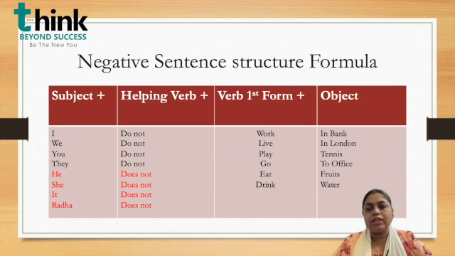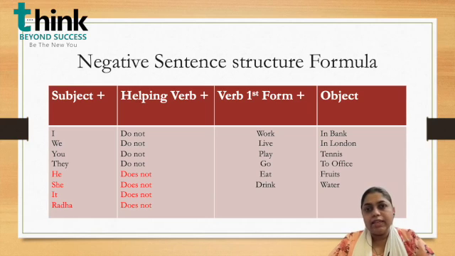Negative sentence structure. How can we frame a negative sentence in simple present tense? The formula is quite simple: subject plus helping verb. In our positive statement we don't have any helping verb, just subject, verb and object. But in our negative sentence we have a helping verb: subject plus helping verb plus first form of verb plus object.